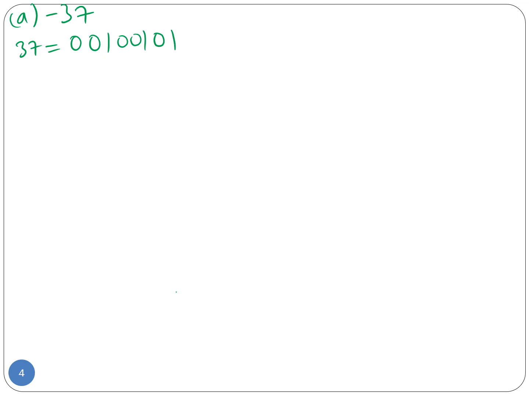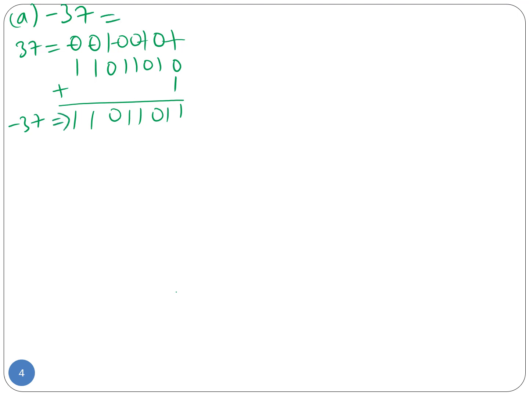And now to get the negative 37, just compute its 2's complement. So flip the bits, zeros become ones, ones become zeros. Now forget the original number and simply add a 1 to the flipped version, so you get 11011011. So this is your minus 37 basically.